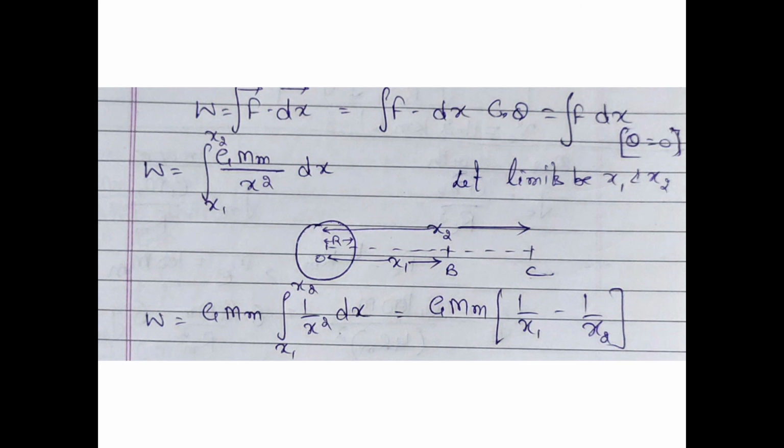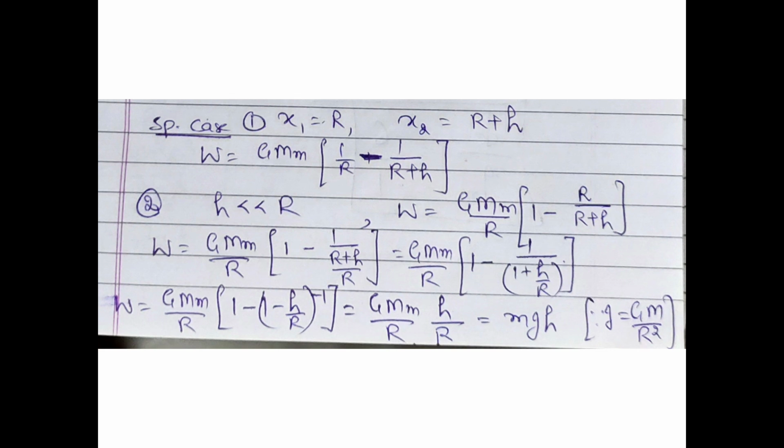That means let us say that we have to take the body from point B to C. You will get the value W is equal to GMm (1 by x1 minus 1 by x2). Suppose if x1 is R, means body is taken from surface of earth, then x1 will be equal to R, to an altitude h, then x2 will be equal to R plus h. Put these values, and suppose if h is very less than R, then obviously h by R is very less than 1, and (h by R) square terms will be neglected.